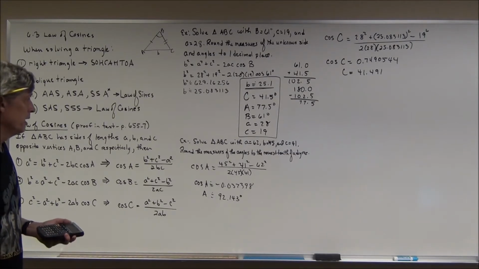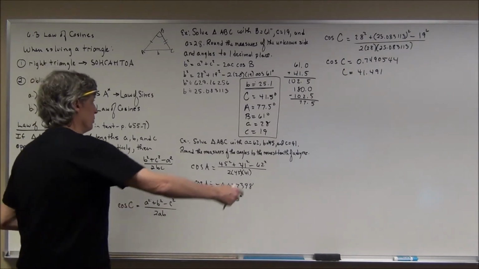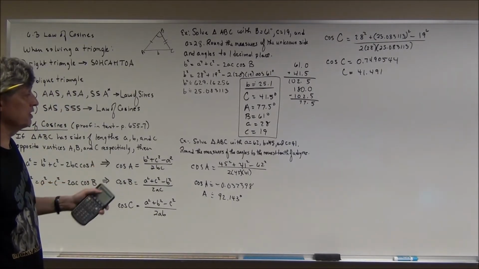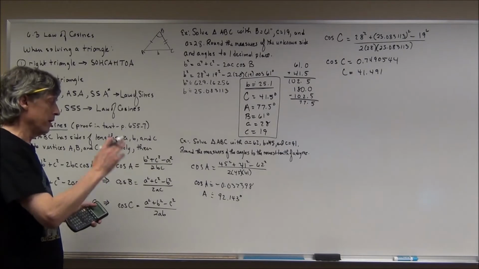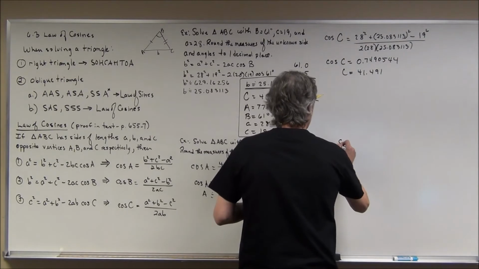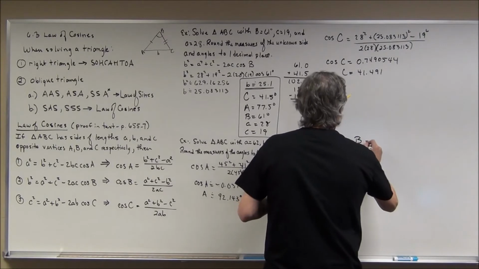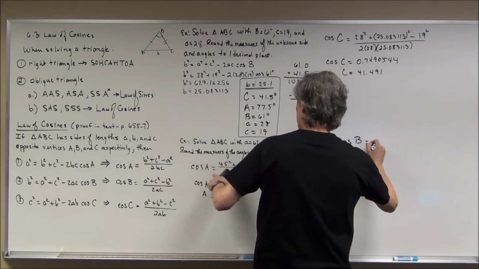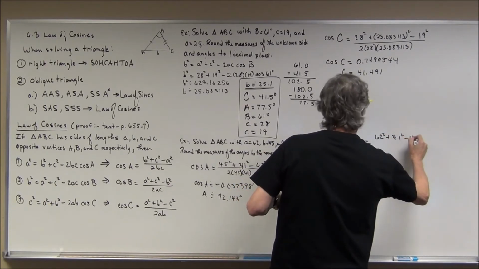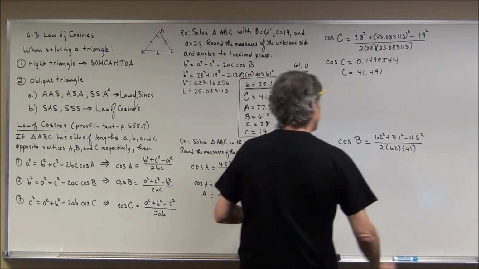So now I have A, and once I have either B or C, I can find the other angle, using the same idea that they have to add up to 180. You could go with the law of sines here and find an angle that way, but I'm just going to go ahead and do the law of cosines one more time. Let's just practice it one more time. This time I'll find angle B. So angle B would be A squared plus C squared, so that would be 62 squared plus 41 squared minus 45 squared, all over 2 times 62 times 41.